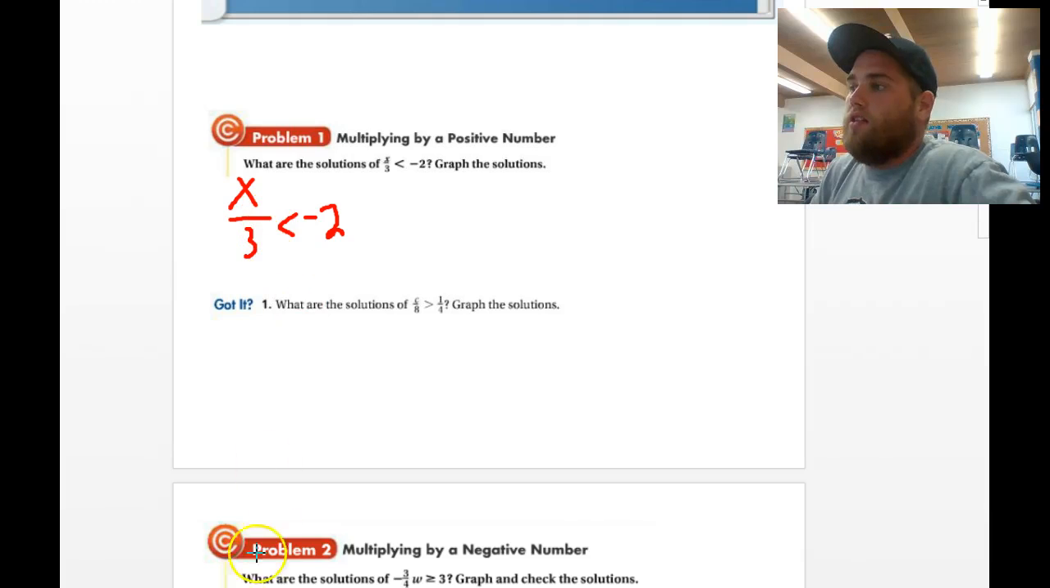Once again, the opposite of dividing by 3 is multiplying both sides by 3. So multiply both sides by 3. My 3's cancel, and I'm left with x is less than -6.